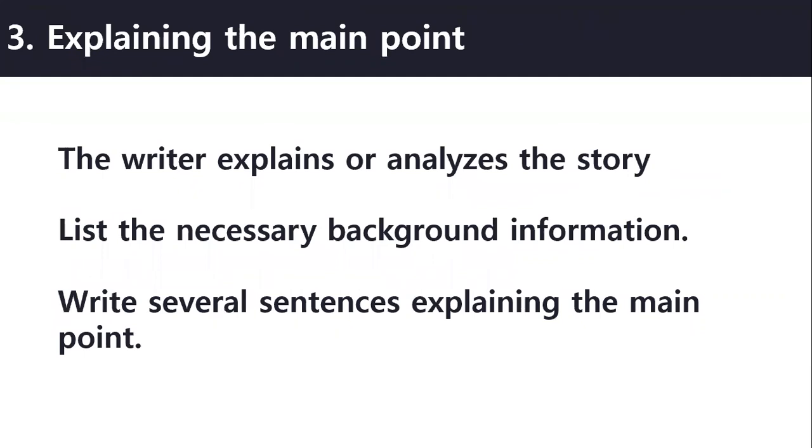Now for explaining the main point. Sometimes the writer explains or analyzes the story. They may tell the significance or meaning of the story to comment on it. Often, they explain the story from the present perspective. List the necessary background information, like the writer already did, and write several sentences explaining the main point, like they did when they stated that they were standing in a line, they were not paying attention, and then they hit the truck in front of them.